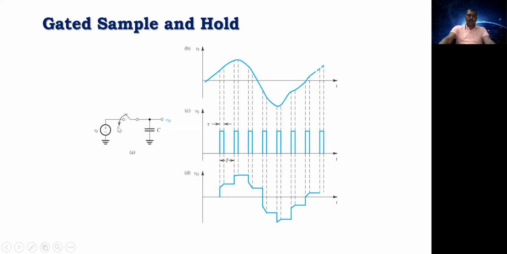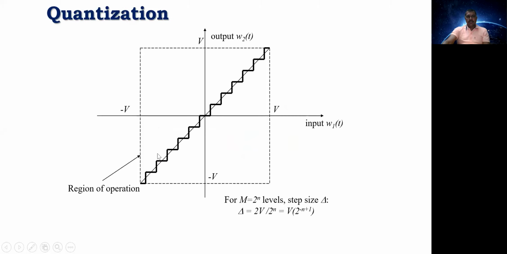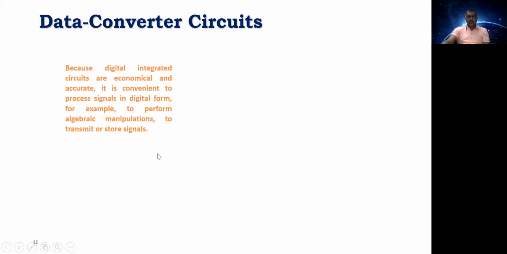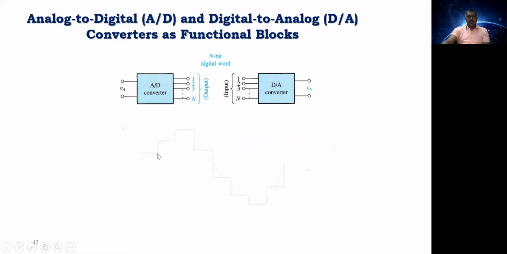We are having a sample, and then we are holding that sample in this capacitor. We are storing the charges over there. Right. So this is sample and hold circuit, and this is input. This is sample and hold. This is quantization actually, and error, then data converters, and yeah.